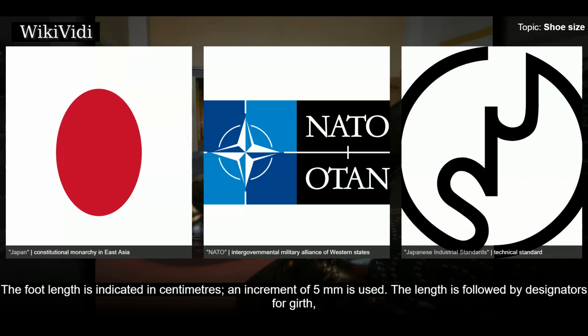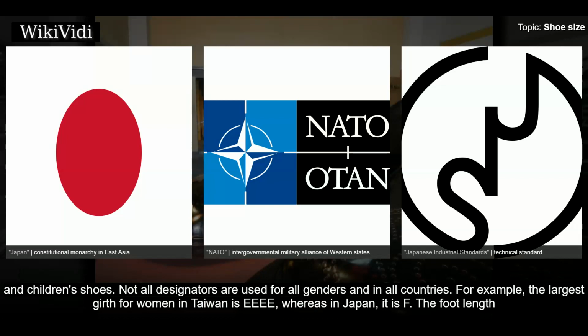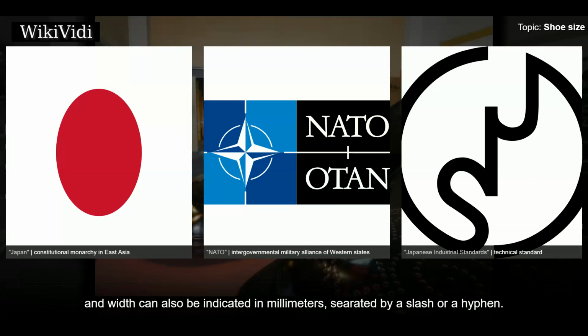The length is followed by designators for girth, which are specified in an indexed table as foot circumference in millimeters for each given foot length. Foot width is also included as supplemental information. There are different tables for men's, women's, and children's shoes. Not all designators are used for all genders and in all countries. For example, the largest girth for women in Taiwan is E, whereas in Japan, it is F. The foot length and width can also be indicated in millimeters, separated by a slash or a hyphen.